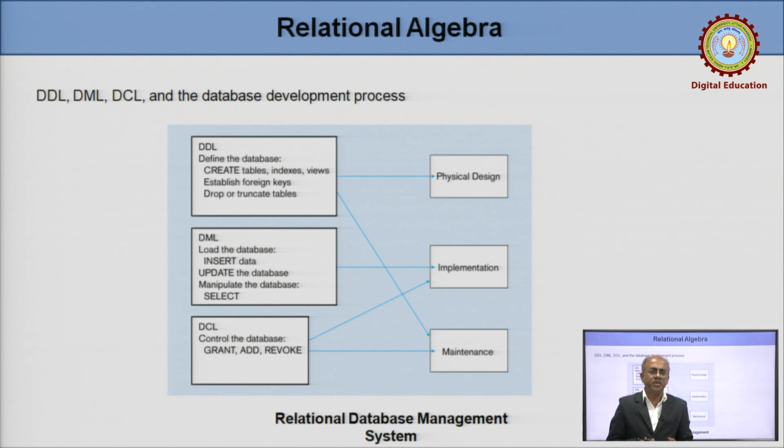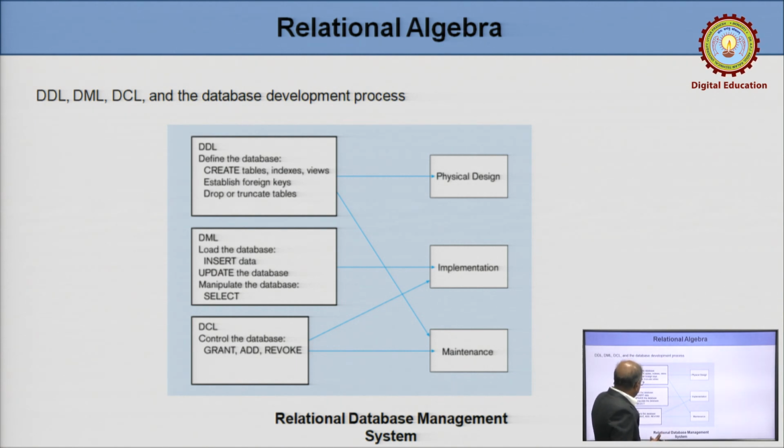For example, you are creating a table. The table is a database object. You are creating a view, that is another kind of database object. Index, sequence, procedure, function, they all are database objects for which we use this create command. Create table, create index, create procedure, create view, create function, like that.